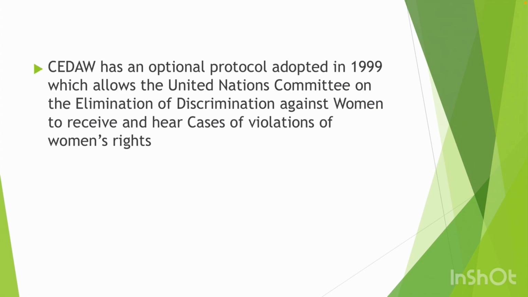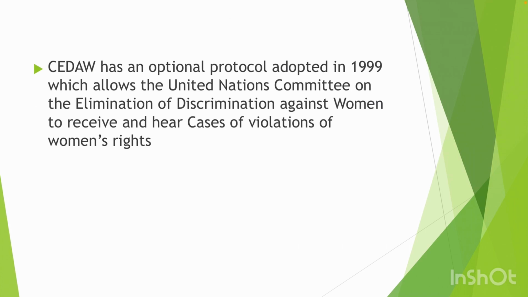So now the CEDAW, the Convention on the Elimination of all forms of Discrimination against Women, has an optional protocol. Remember, we said an optional protocol is a provision attached to an international human rights instrument in order to do what? In order to offer more protection to the rights contained in that document. So this document, the CEDAW, also has an optional protocol, which was adopted in 1999.